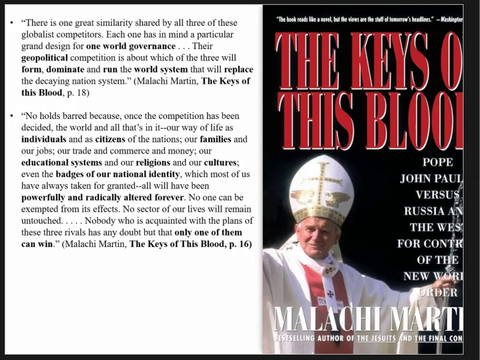No one can be exempt from its effects. No sector of our life will remain untouched. Nobody who is acquainted with the plans of these three rivals has any doubt but that only one of them will win. He's quite sure, right? He's quite sure, and very chillingly tells about this, that like she did in the past, she's going to dominate in the future.